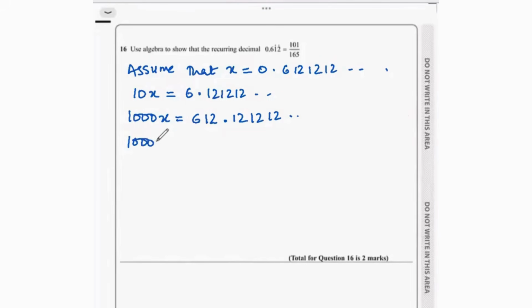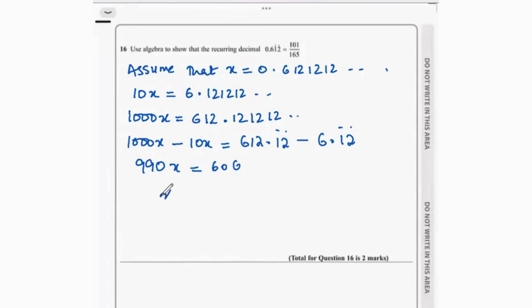So 1000x minus 10x equals 612.12 recurring minus 6.12 recurring. So that's 990x equals 612 minus 6, that's 606. x equals 606 divided by 990. I think 990 is divisible by 6. Yeah. So when you divide both by 6, what we get is 101 over 165, as given in the question.